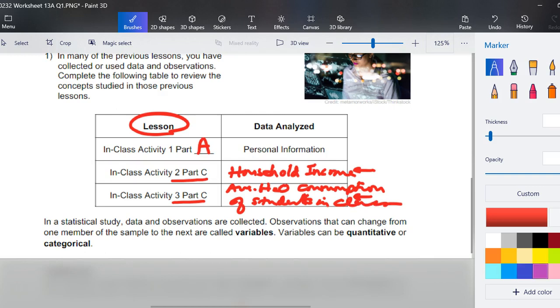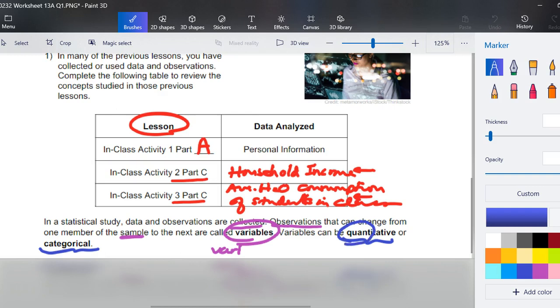In a statistical study, data and observations are collected. Observations that can change from one member of the sample to the next are called variables. Observations that can change, and if you look at the first 4 letters of this word, they can vary, they can change. Now our variables can be, and this is where you need to have your flashcards going or your glossary, quantitative variables or categorical.